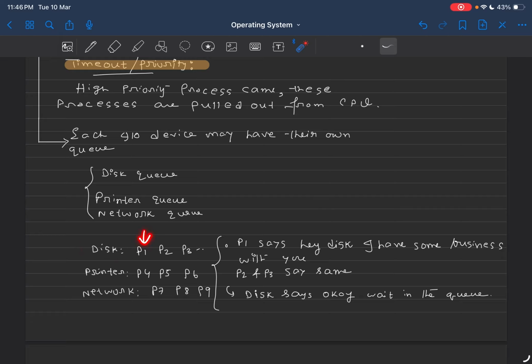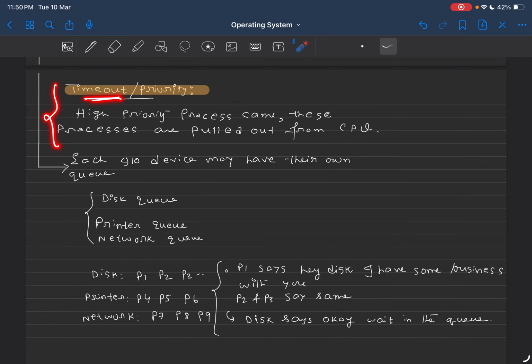Okay, process 1 wants to access the disk, process 2 wants to access the disk, as well as process 3, and there might be some more processes that want to access the disk. So P1 says, hey disk, I have some business with you. P2 and P3 say the same thing. So the disk says, okay, that is fine, but I have a queue, come and join the queue and wait for your turn.